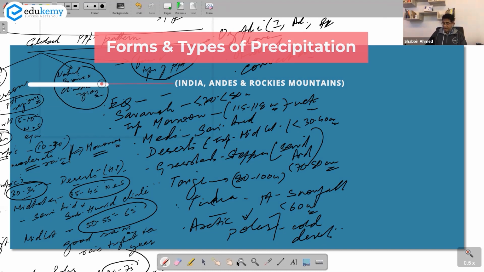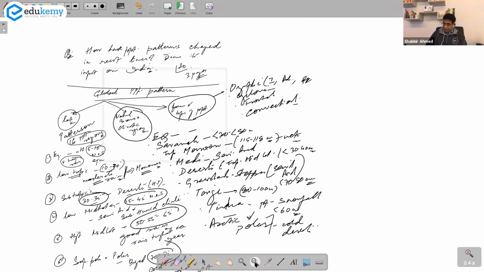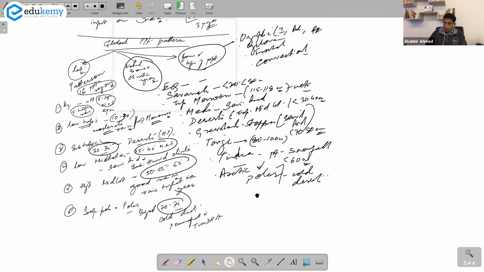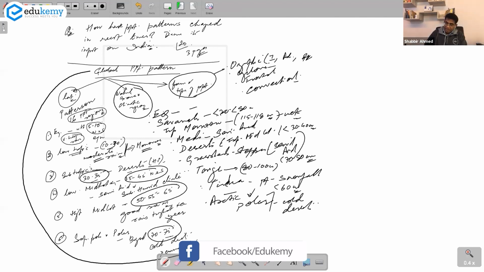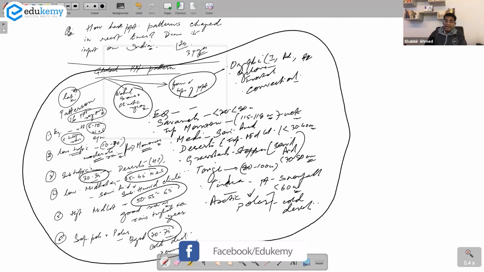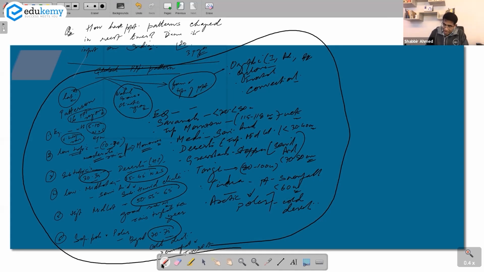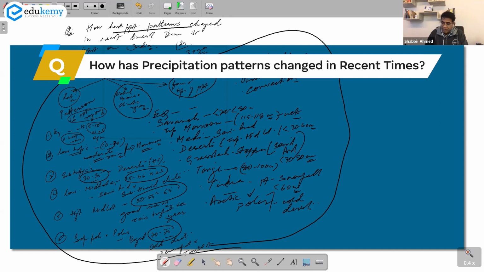Like I said, the objective of this discussion is that you now know the pattern of precipitation. But this was not asked in the question. So through this question, I have discussed something. If asked, you can develop on this. Our question is, how has precipitation changed in recent times?